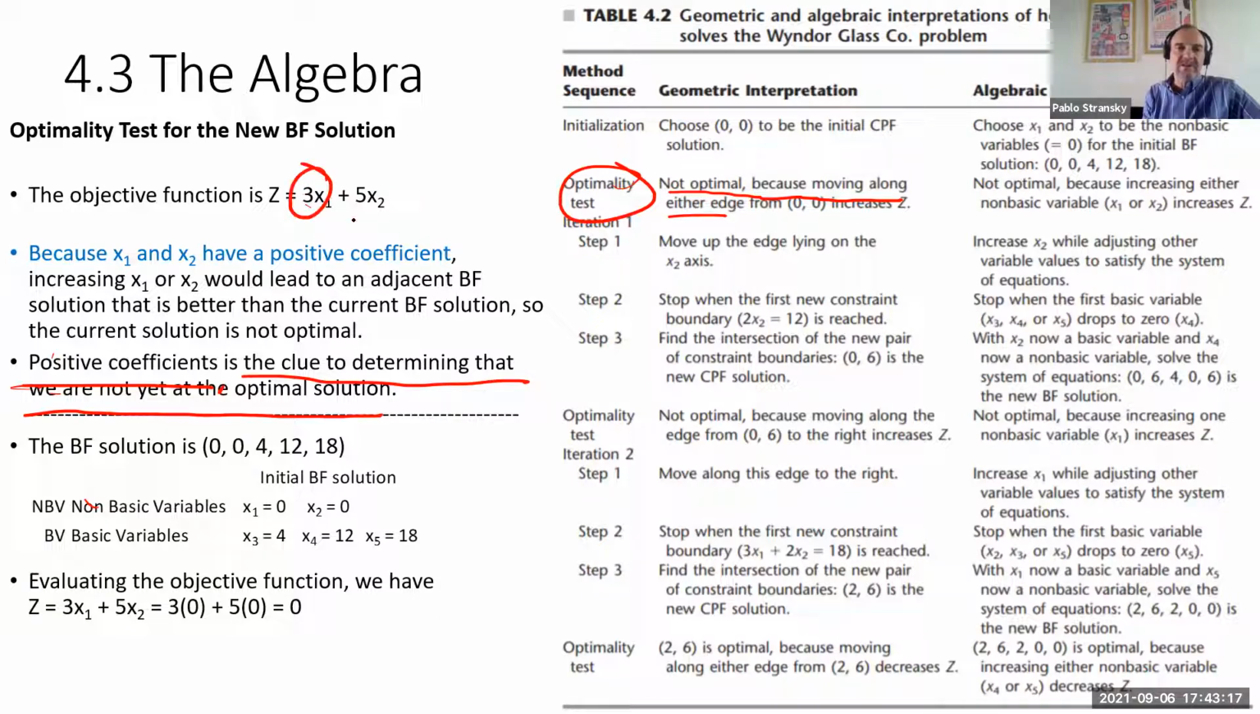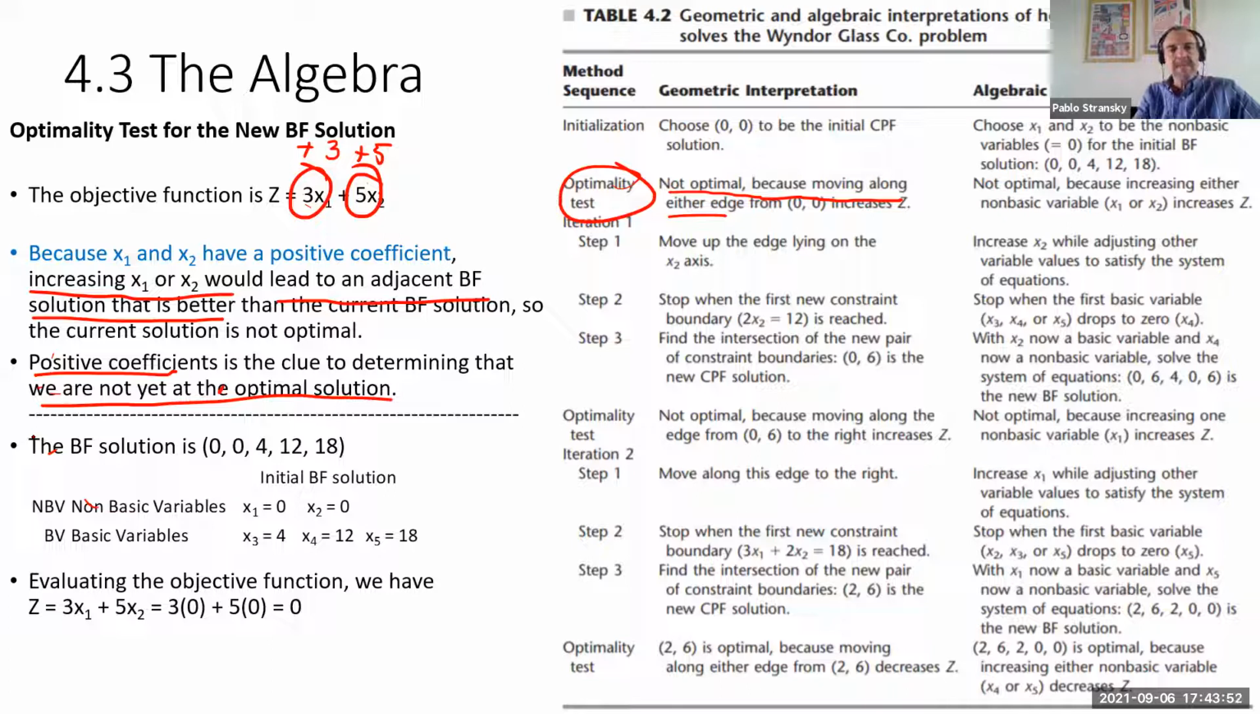So this coefficient is positive. This coefficient, the 3 and the 5, they're positive. So we are not yet in the optimal solution. Why? Because if we increase x1 and x2, we can lead to an adjacent BF solution that is better than the actual one. Okay, and this is general. If we get positive coefficients, we are not yet in the optimal solution.